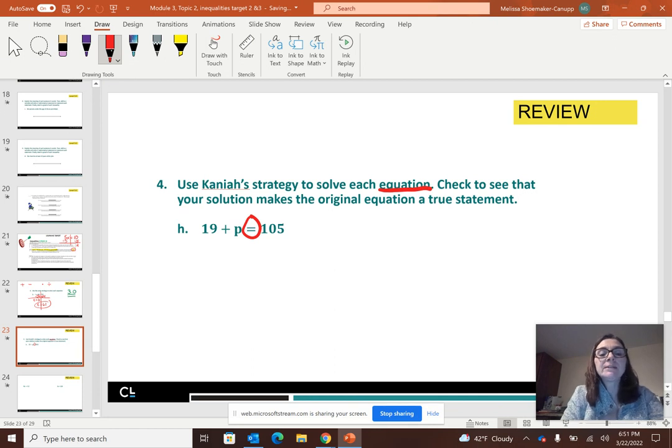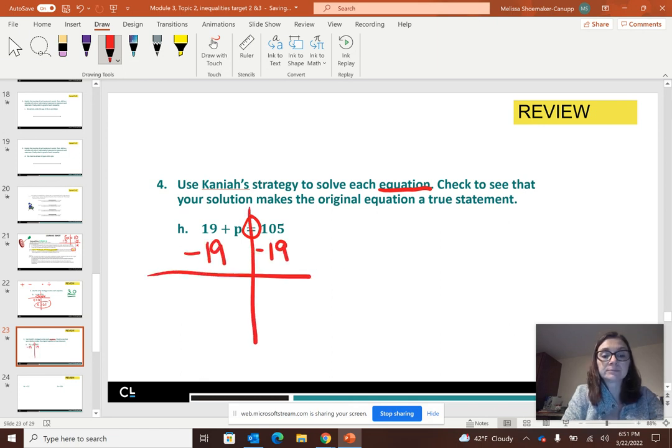Now I have 19 plus something equals 105. So I'm thinking the opposite of add is subtract. I want to get the p by itself. And let's see, I have to borrow here. 15 take away 9 is going to be 6, and 9 take away 1 is 8.